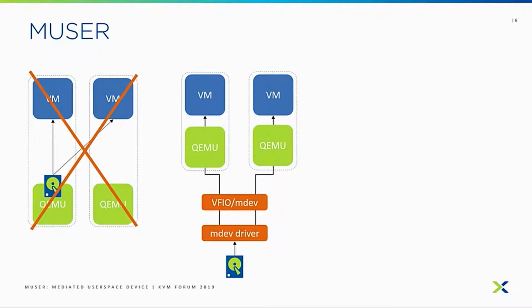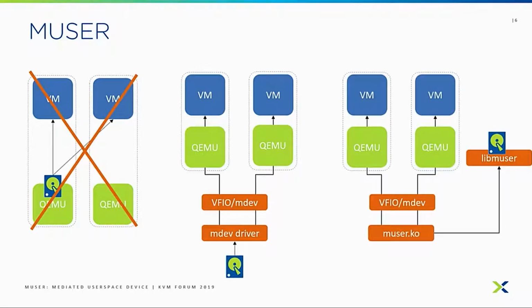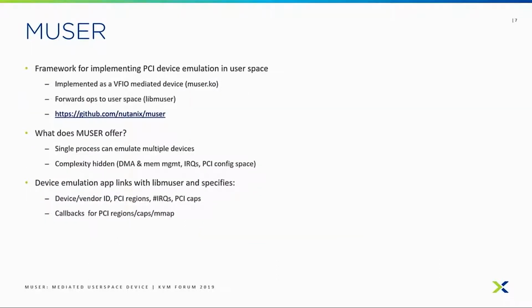The vfio mdev mediated driver implements the logic to share a physical device between multiple virtual machines, but it is not necessary that this mediated driver be backed by a real physical device. It can also be a virtual device, and there comes MUSER. MUSER builds on top of the vfio mdev framework and extends it to write virtual devices in user space. So what is MUSER? MUSER is a framework for implementing PCI device emulation in user space.